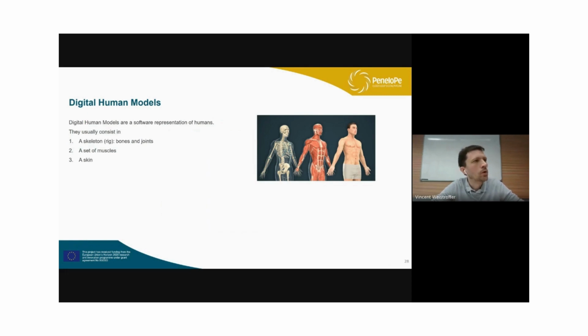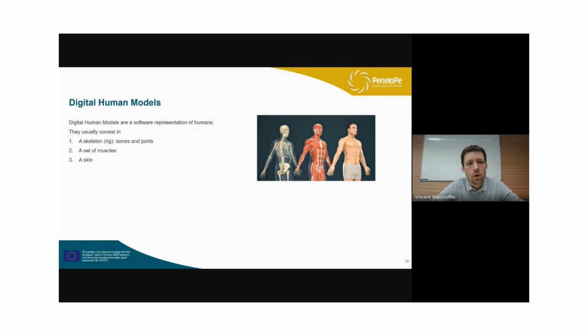Usually, these digital human models consist of three different models. First, a skeleton. In 3D animation, it's also often called a rig, a skeleton rig. So this skeleton is made of bones and joints. The second point is that you also need a set of muscles. So you need to model the muscles put on the skeleton. And the third step is that you would need a skin on this digital human model.